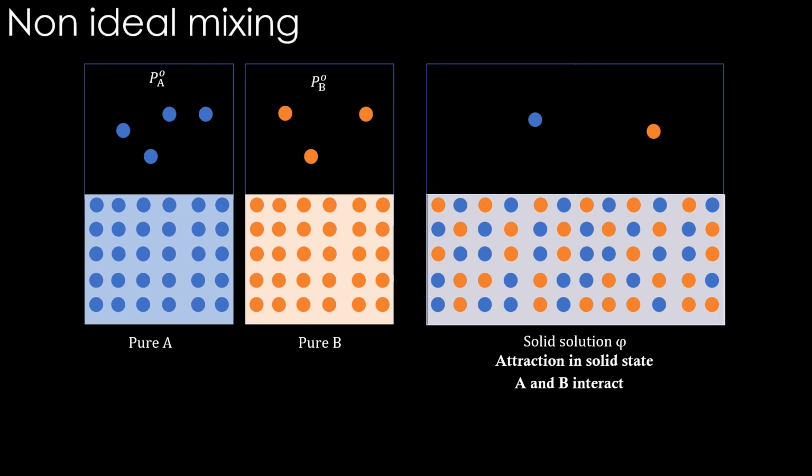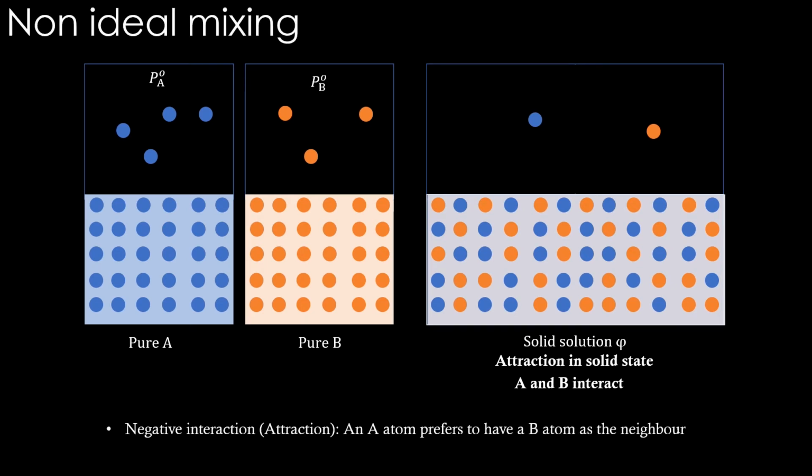This interaction is termed a negative interaction, in which an A atom prefers to have a B atom as the neighbor rather than another A atom. Here enthalpy change during mixing is negative. What about PA phi and PB phi? These values are less than mole fraction multiplied by the standard partial pressure of respective elements.